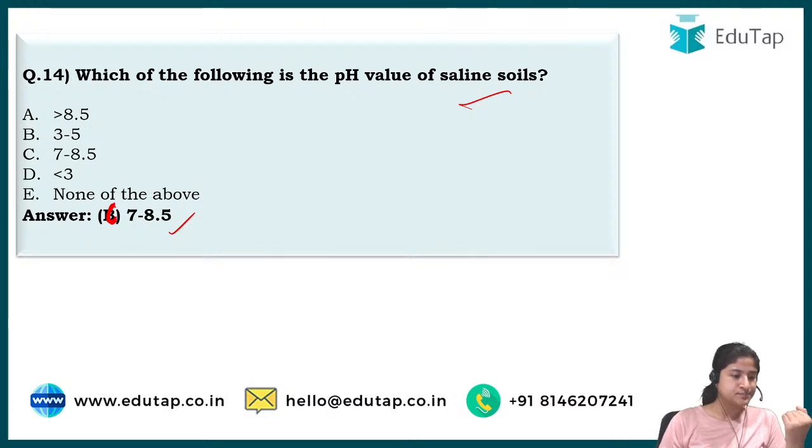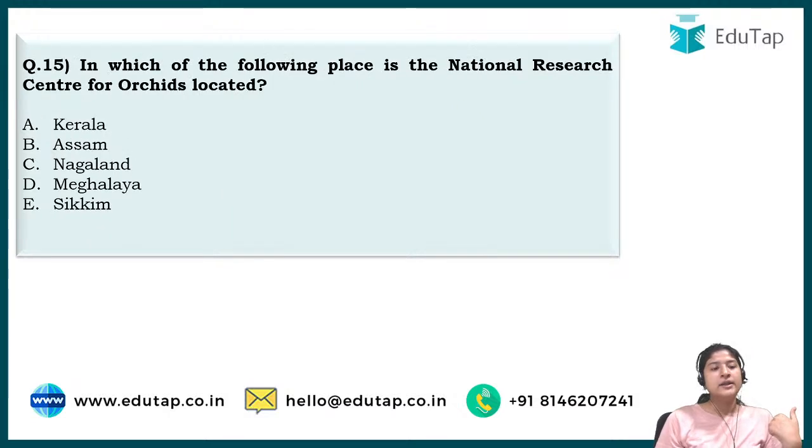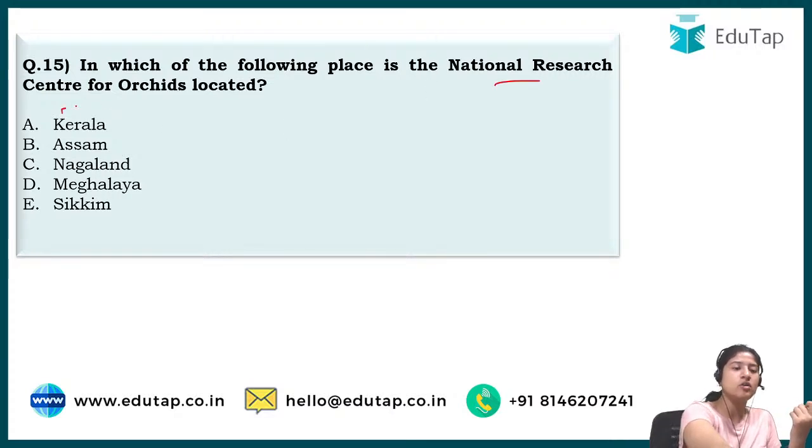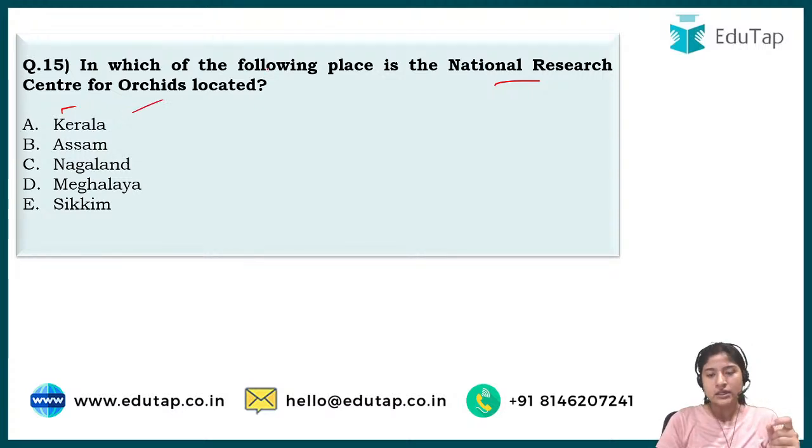Alright? Next comes question number 15, which asks, in which of the following places is a National Research Center for Orchids located? This is a particular institute responsible for research in a particular field, here in the case of orchids. And we have to tell where it is situated. Again, this is the first time a question on where a particular institute is situated has been asked.